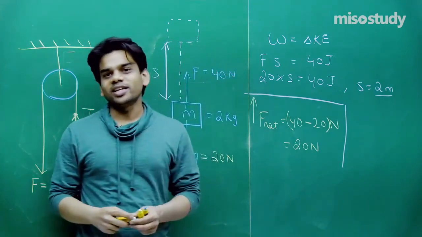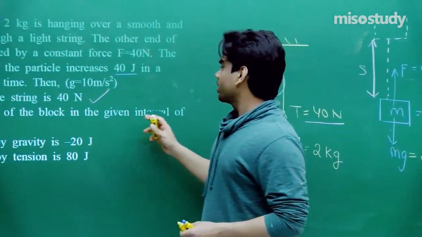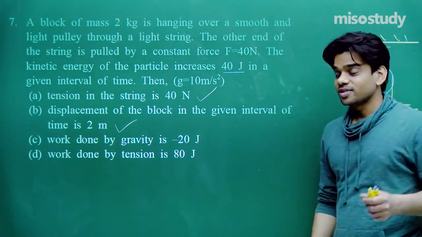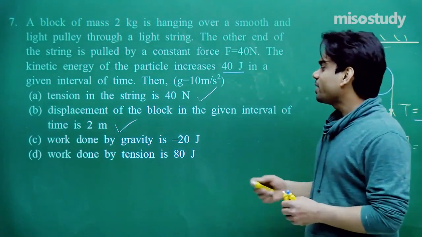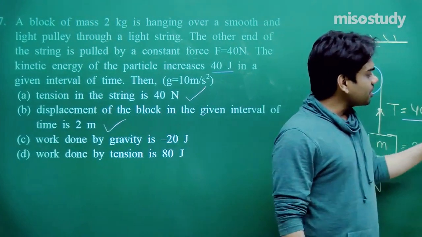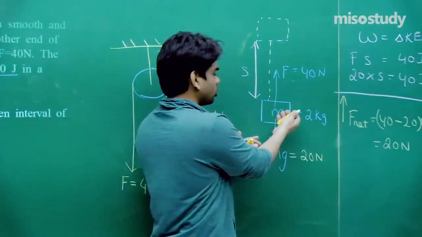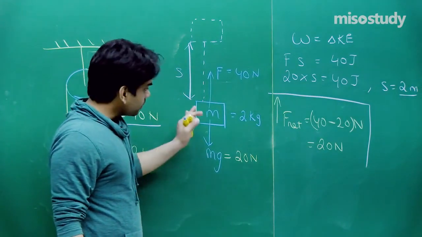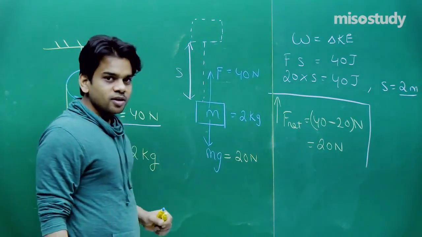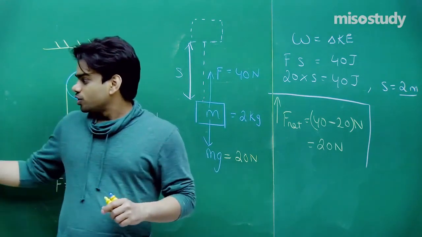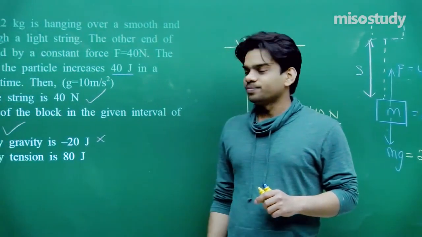So 40 by 20, that is 2 meter. So displacement of the particle in the given interval of time is 2 meter. Yes, that's the right answer. C, work done by gravity is minus 20 joule. We have not evaluated it. The gravitational force that is acting is 20 Newton. Now if 20 Newton is acting downwards and the particle is raised by 2 meter, work done by gravity will be minus 40 joule, not minus 20 joule. So this is incorrect.